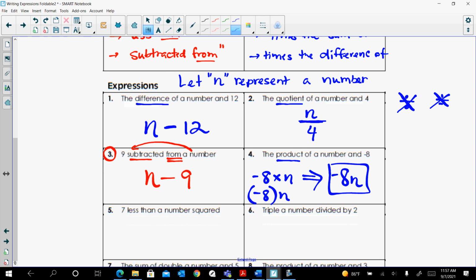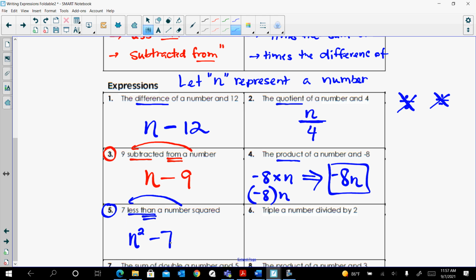All right, 5 says 7 less than a number squared. We should hopefully see that word than. What is that word than going to tell you to do? Yep, you have to switch it. Into the second power minus 7. That is correct.